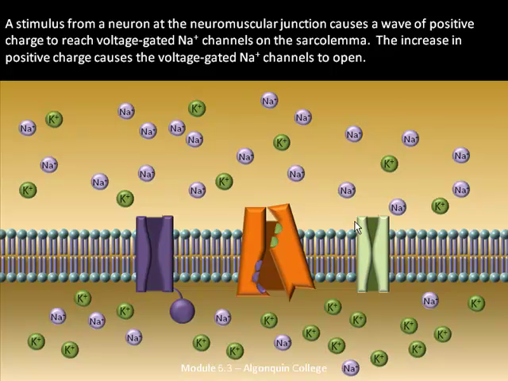In order to initiate an action potential along the sarcolemma, a stimulus from a neuron at the neuromuscular junction causes a wave of positive charge to reach voltage-gated sodium channels on the sarcolemma. The increase in positive charge causes the voltage-gated sodium channels to open.